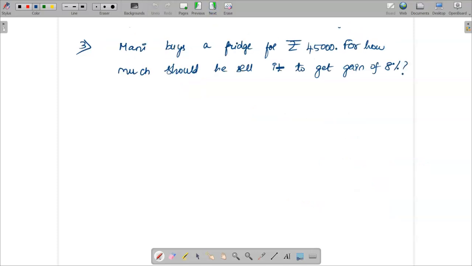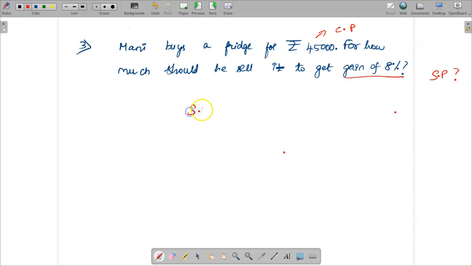So next problem: Money buys a fridge for rupees 45,000. For how much should he sell it to get a gain of around 8 percentage? So what all have they given? Money buys a fridge for rupees 45,000, so this is nothing but the cost price. And how much should he sell it for? That is, we need to find out the selling price. And the gain of 8 percentage is given.